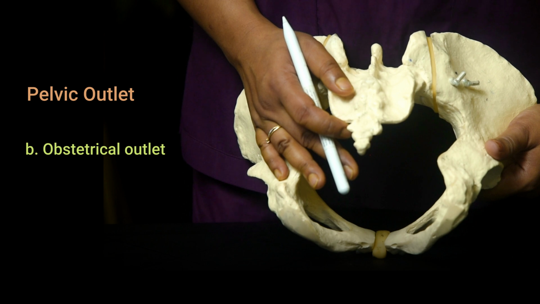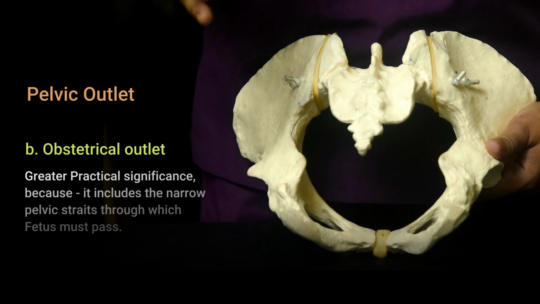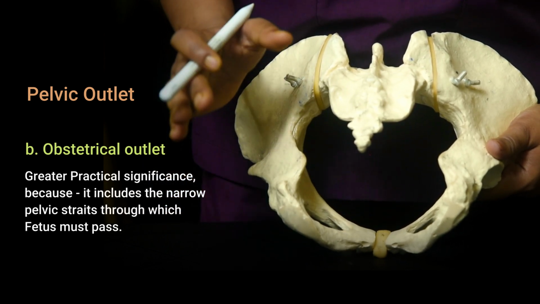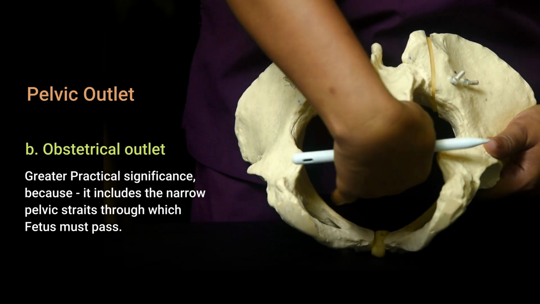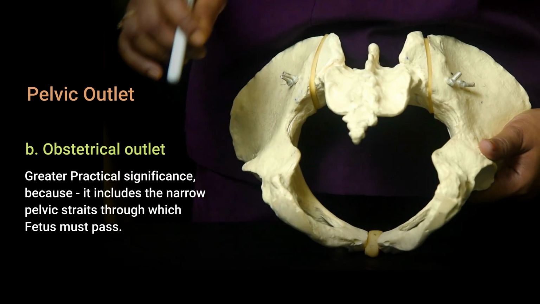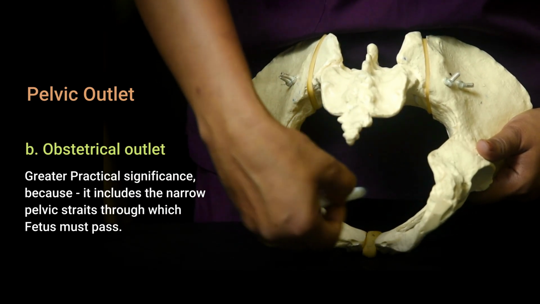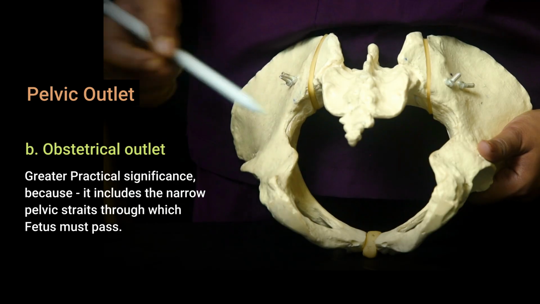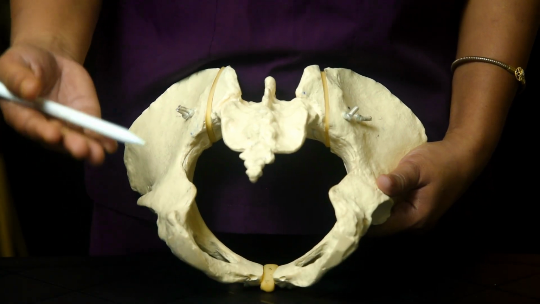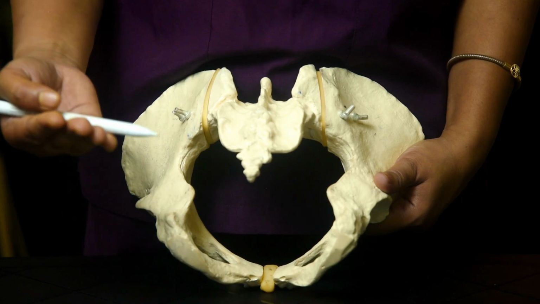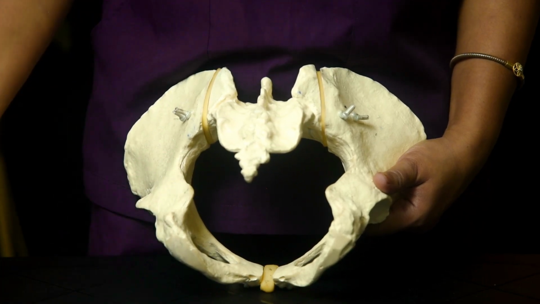What do we mean by obstetrical outlet? This has the greater practical significance because it includes the narrow pelvis straight through which the fetus mostly passes. So this is the obstetrical outlet, which has the greatest clinical significance. I will discuss the anatomical outlet and the obstetrical outlet in detail further.